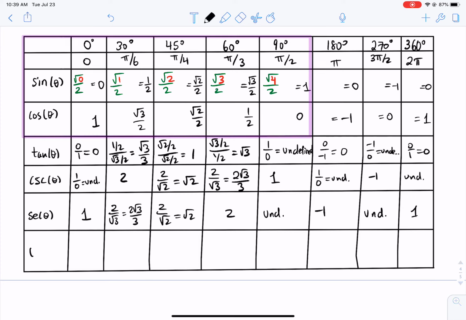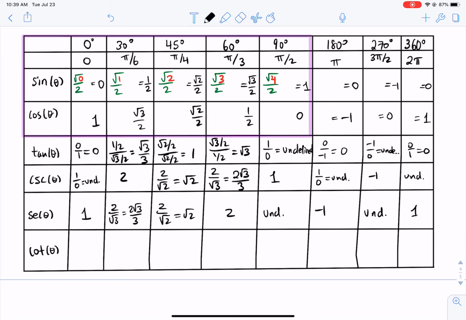And then finally the cotangent one. What is cotangent theta going to be equal to? Cosine over sine, or the reciprocal of tangent. So this is going to be 1 over 0, which is undefined. Then the reciprocal of tangent here is going to be 3 over radical 3, which is just radical 3. The next one is 1. Then this one is going to be 1 over radical 3, which is just radical 3 over 3.